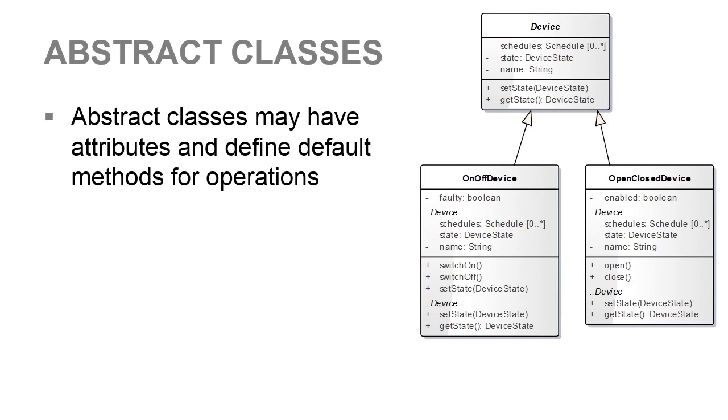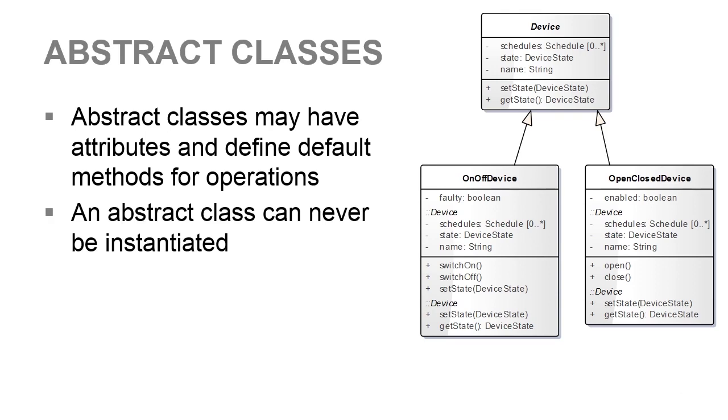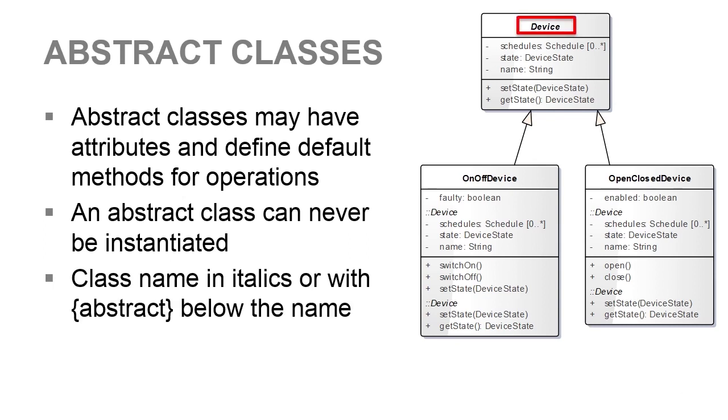Classes in an inheritance hierarchy can also be declared to be abstract. They can have attributes and operations, and the operations can have default implementations that will be inherited by subclasses that don't redefine them. However, being abstract means that they will never be instantiated as objects. So in our system, if we make device abstract, there will never be an instance of device, only of one of its subclasses. The class name is shown in italics, or it can have the tag abstract in braces under its name.